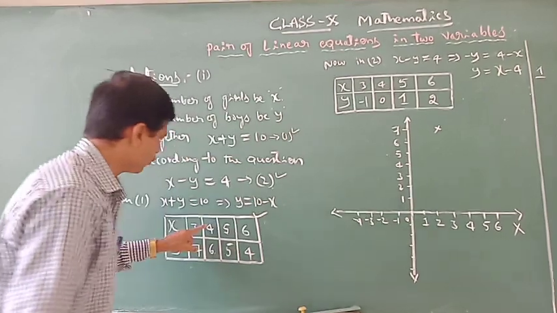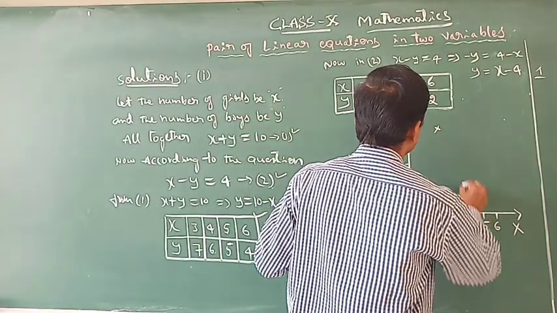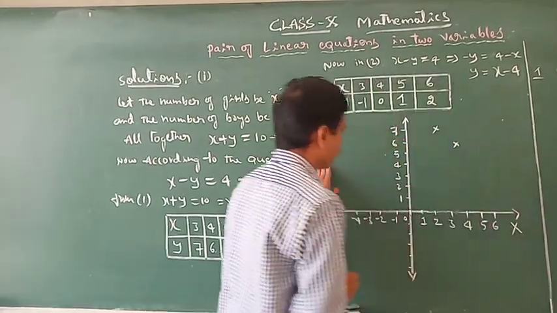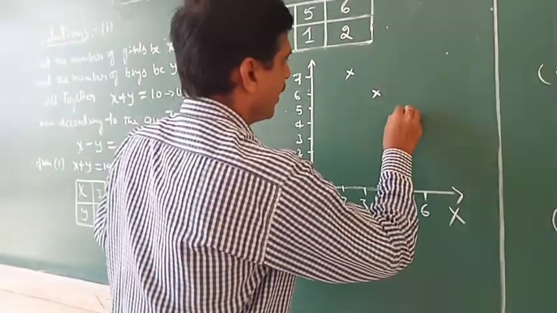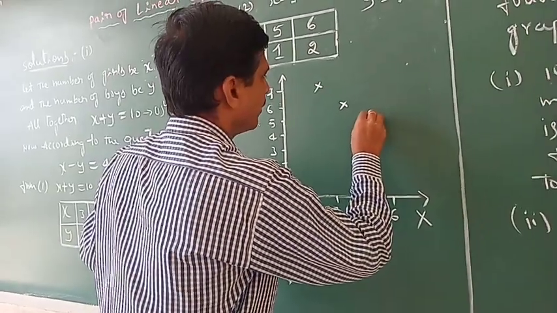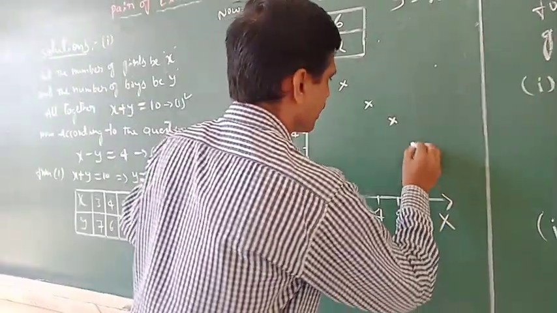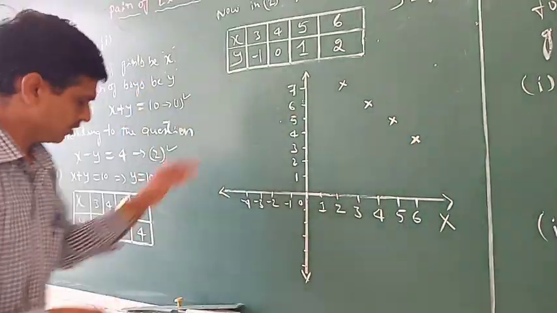Here, 4 to 6. Next, 5 to 5. Okay, 5 and 6 to 4. Here it comes, 6 to 4, like this. It goes on like this.